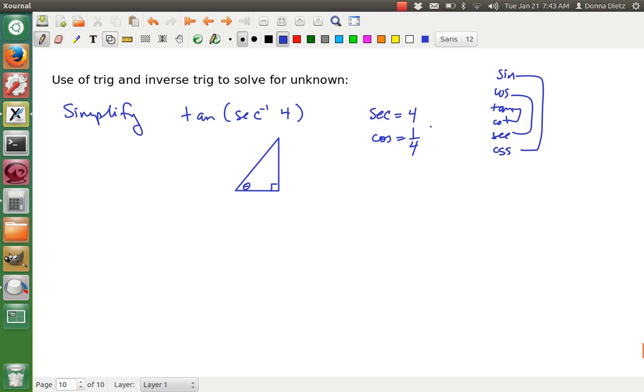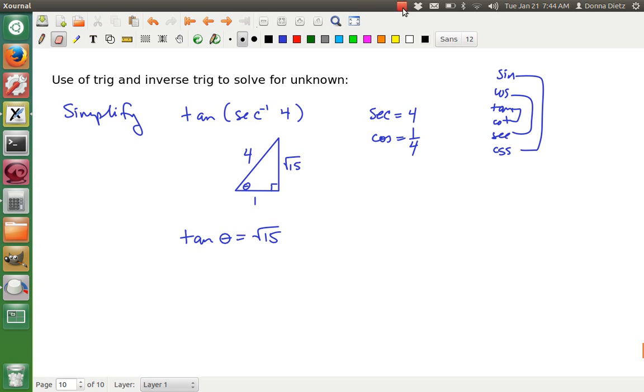Cosine is x over r. So here's x and here's r. Great. And so I solve for this guy. All right, it has to be what? A squared plus b squared equals c squared. Okay, so this guy here is equal to the square root of 15. Good. So now what do we do? It asks us for the tangent. So tangent of theta is y over x, and so that's just square root of 15.